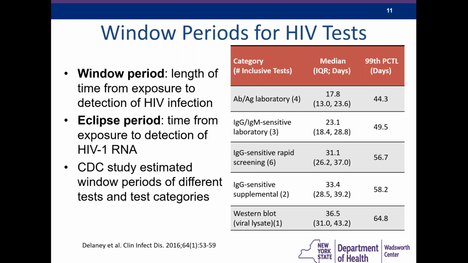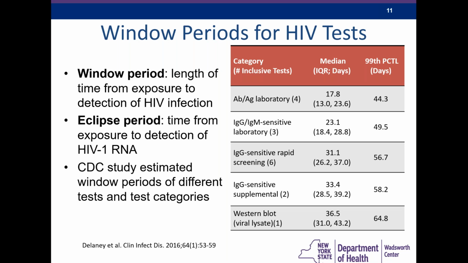However, the CDC did conduct a study to try to give us a better estimate of the window periods of the available HIV tests. And this really is a tricky thing to do because we don't always know the exact time of exposure. Having very specific sets of samples where exposure is known can be helpful, and these are referred to as seroconversion panels. And the CDC did have those available for this study.